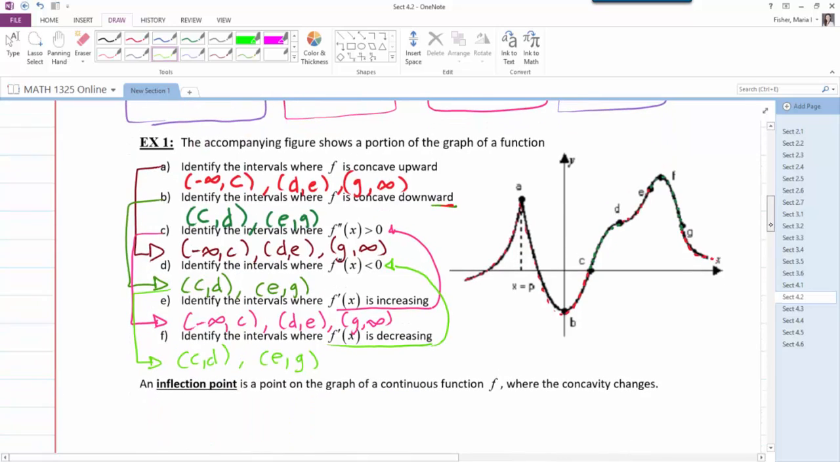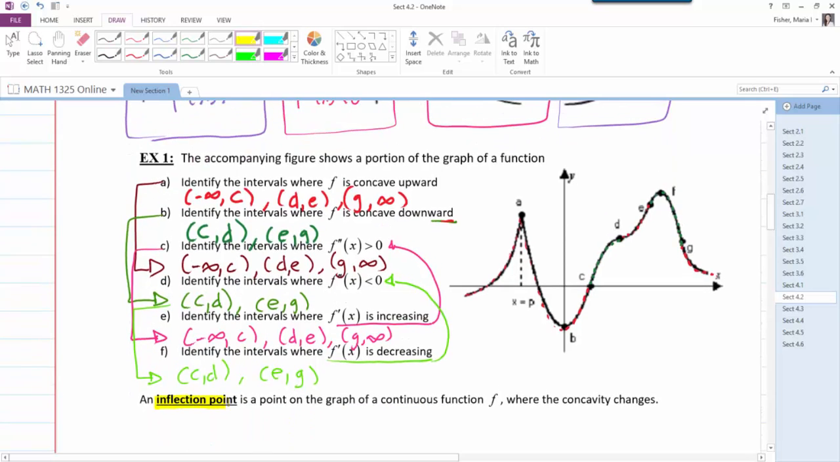One last thing, an inflection point is a point on the graph of a continuous function f where your concavity changes. So anytime your concavity changes, you're going to have an inflection point. So for us, we would have an inflection point at the point x equals c because we go from being concave up to being concave down.